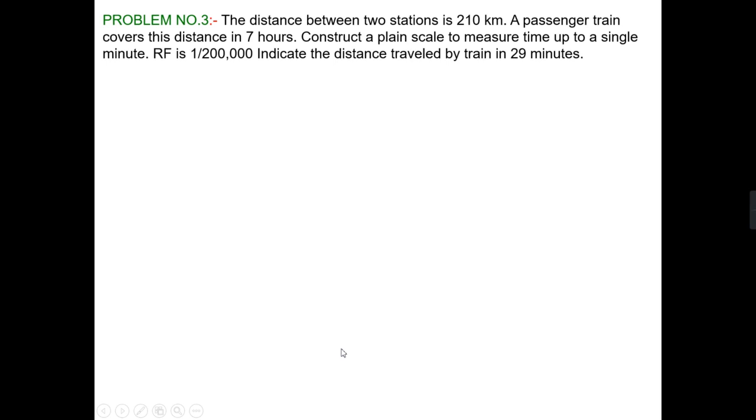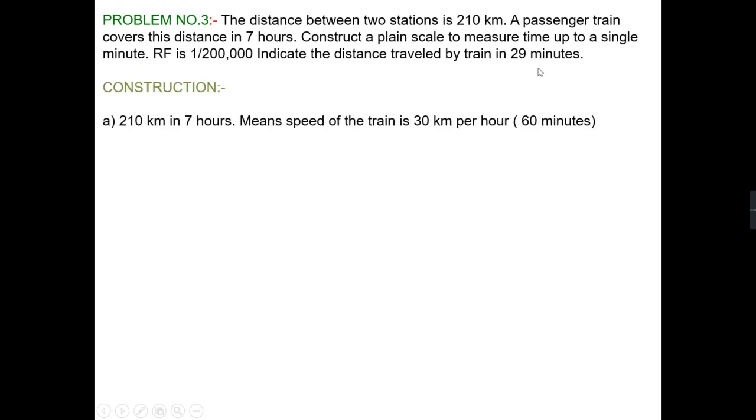Okay, so first of all, we have to calculate the length of the scale. So the mean speed of the train is 30 km per hour. Speed is given. So in 60 minutes, it will cover 30 kilometers. That is greater than the 29 minutes. So if I make a scale of 60 minutes, that will be enough. And you can say we are making a scale that represents 30 kilometers.